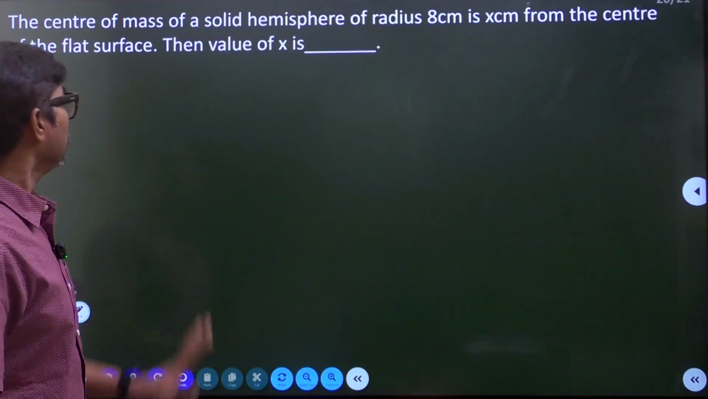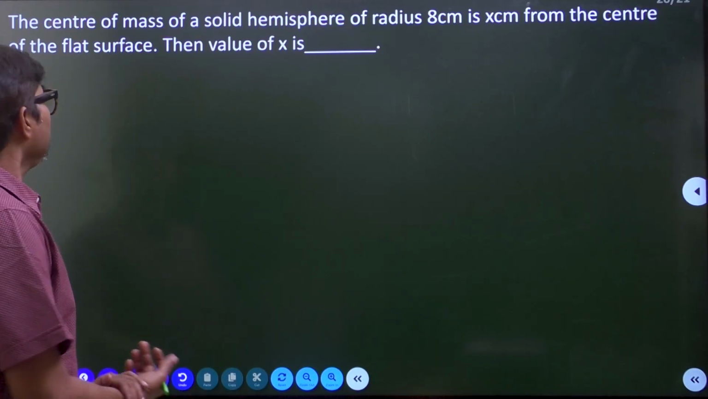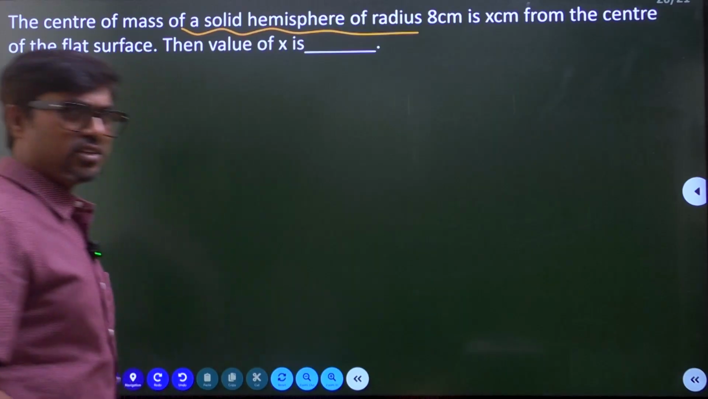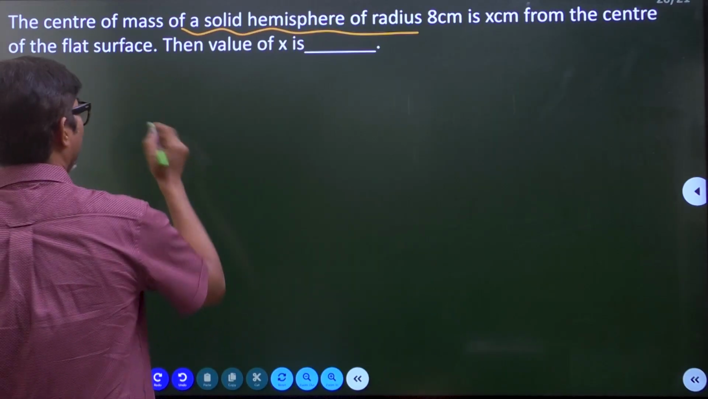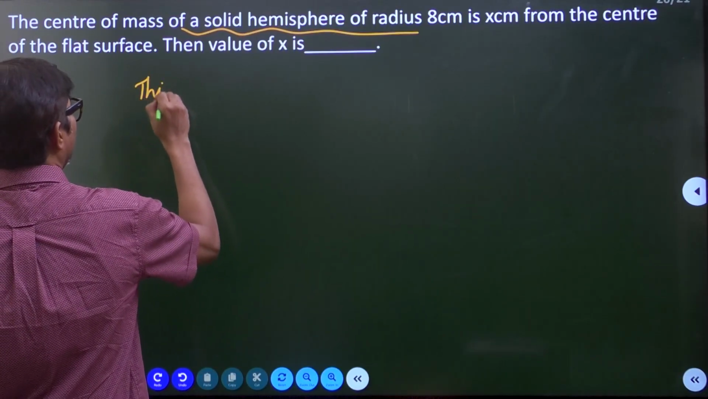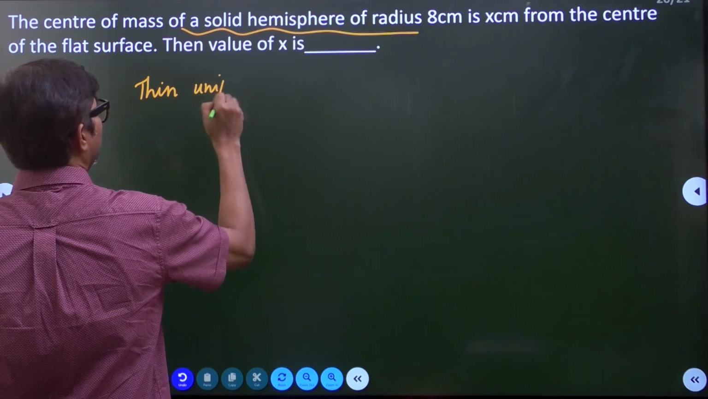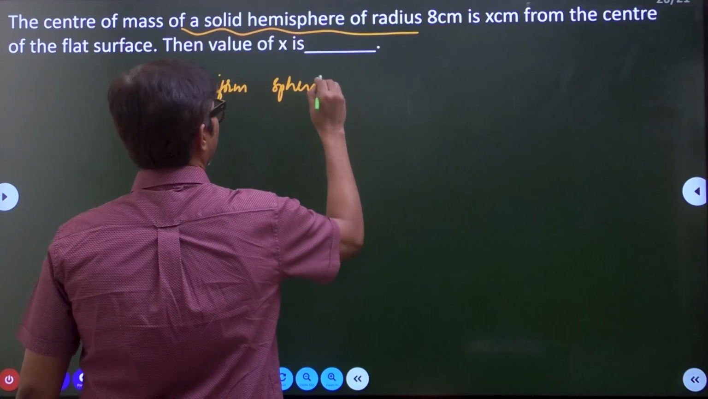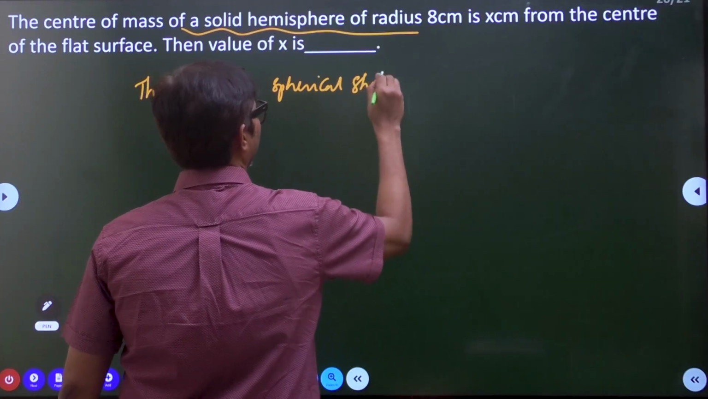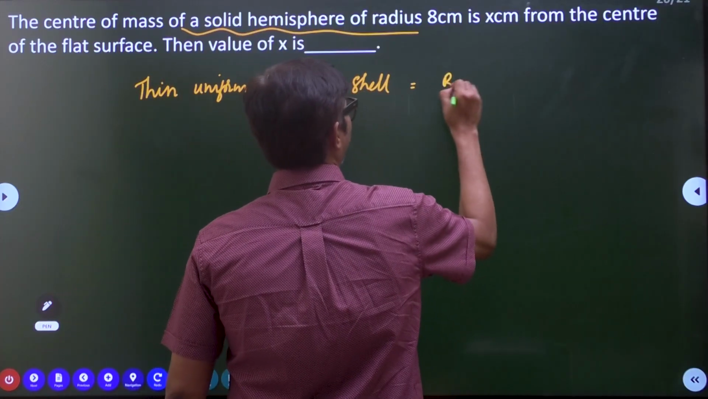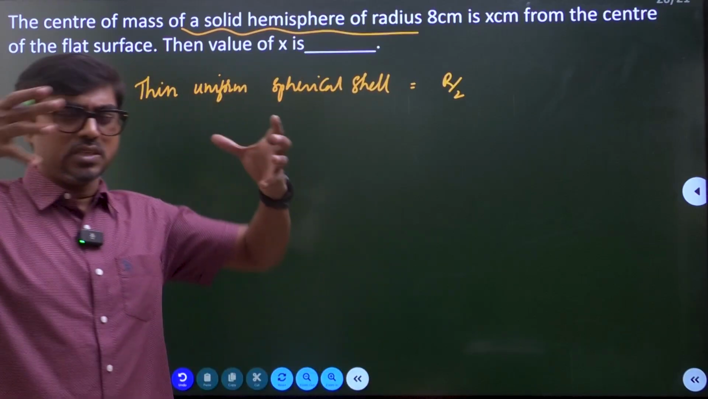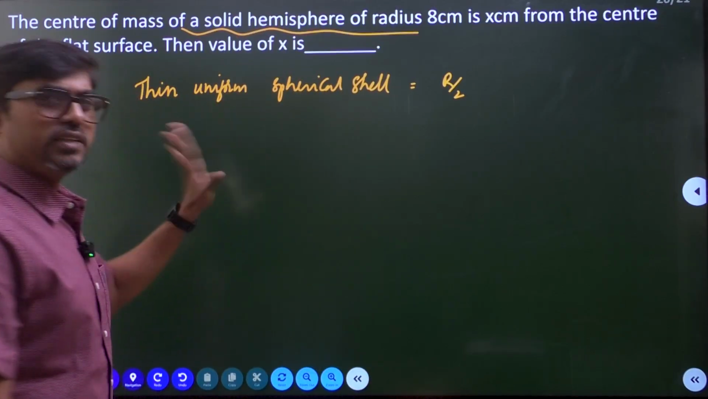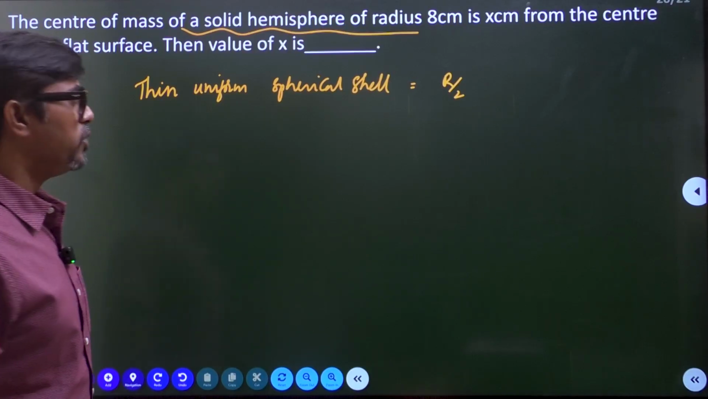Okay, next. The center of mass of a solid hemisphere of radius 8 centimeters. That is also a direct formula. I remember it this way. Whenever you have a thin, uniform spherical shell, the center of mass is going to be R by 2 from the center. You just compress the thin spherical shell, and you get actually a uniform disk there. That is a very simple idea. You need to remember it. I can remember it very easily.